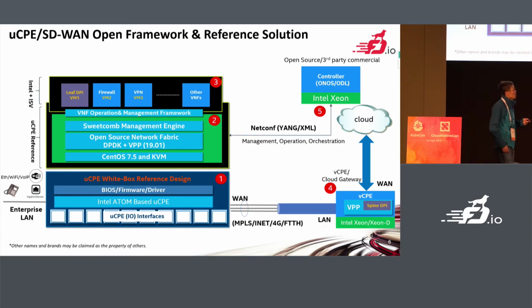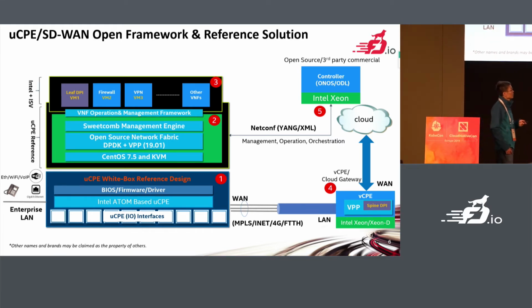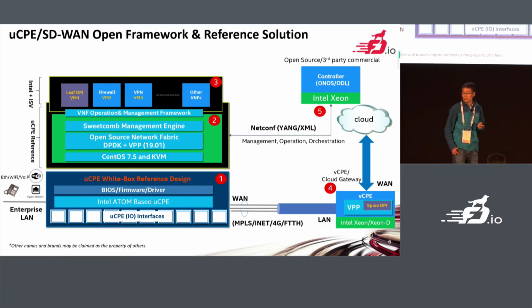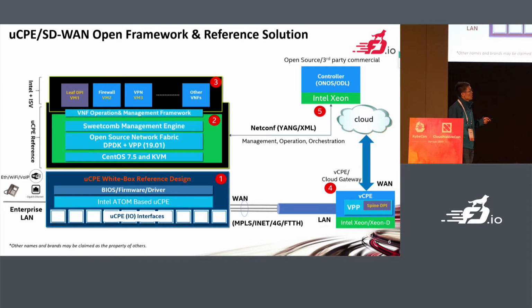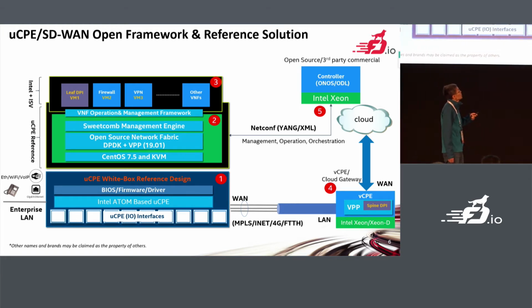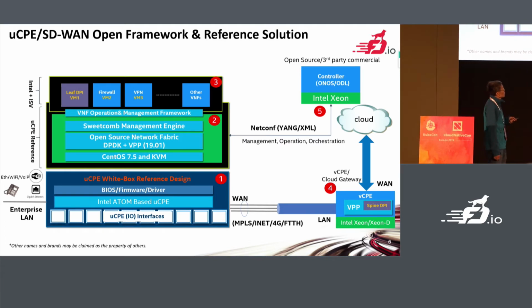On the fourth part, the right bottom part is the virtual CPE, which is placed as the cloud gateway, which is very useful for large deployments. In the cloud gateway, we can run the DPI to help prevent different malware traffic from different clients. And for the fifth part, it's the controller. We can run an open source SD controller, such as ONOS or OpenDaylight, and also third-party commercial SD controllers. For the open source SD controller, we can configure the uCPE through the NETCONF, RESTCONF, or gNMI interface with YANG models or XML format to manage, operate, and orchestrate the uCPE.